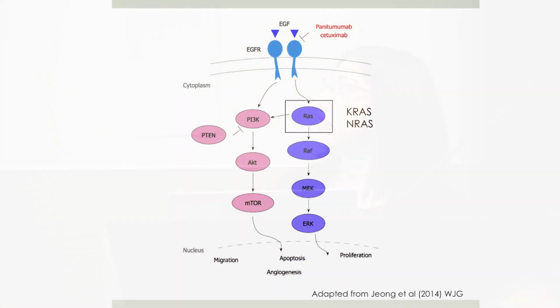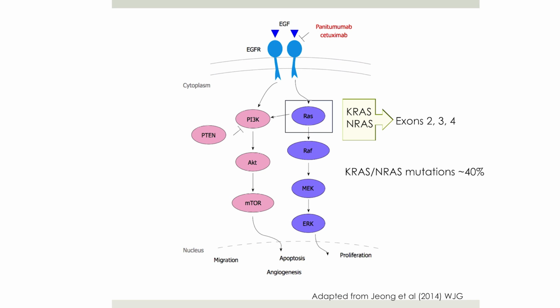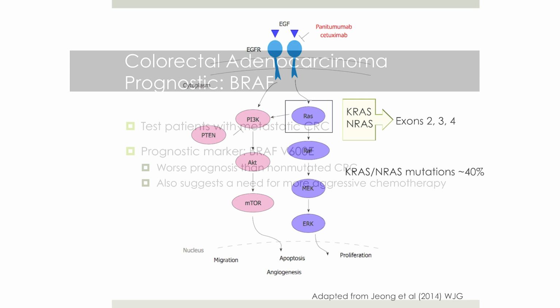So if you block it, if you turn it off, it's like turning off the music to the party, telling everybody to go home. But if you have mutations in the RAS pathway, specifically KRAS and NRAS, exons 2, 3, and 4, then it's like these guys have their own headphones, and they're like, party's not over, we got our own music, guys. And they keep replicating, and the tumor proliferates. The frequency is about 40% for these mutations in colorectal cancer.